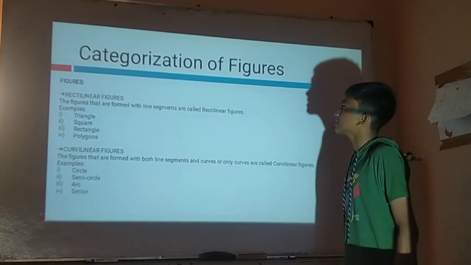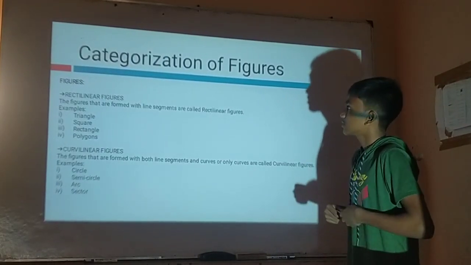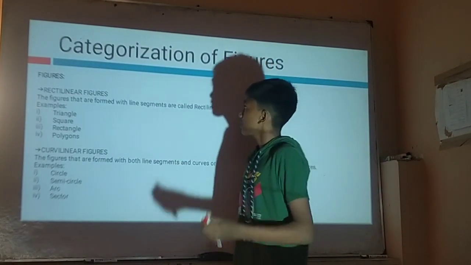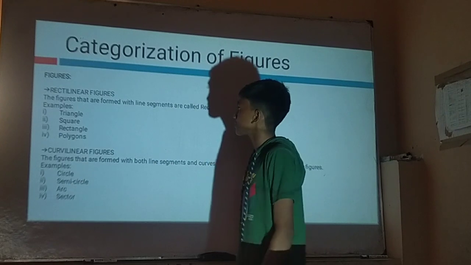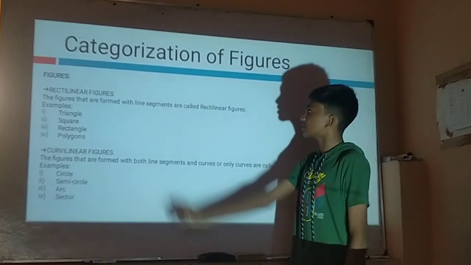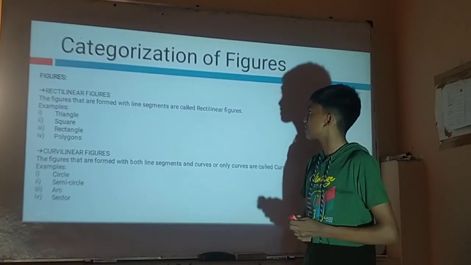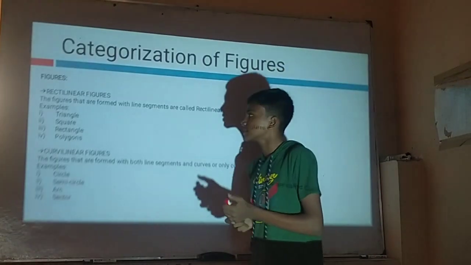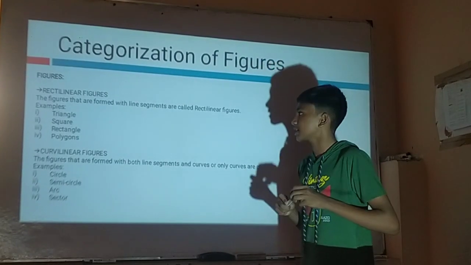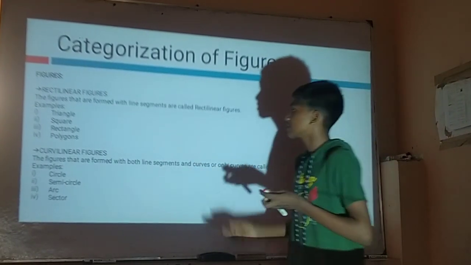So, first let us see categorization of figures. In the topic figures, we have two types of figures. Rectilinear figures. Rectilinear figures are the figures that are formed with right segments. Examples: triangle, square, rectangle, and other polygons.